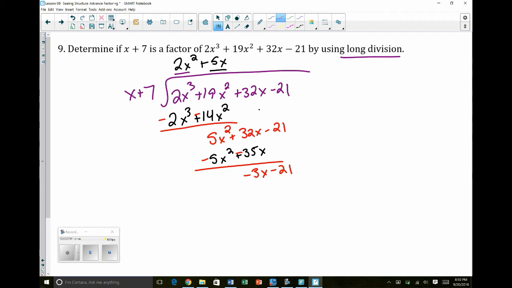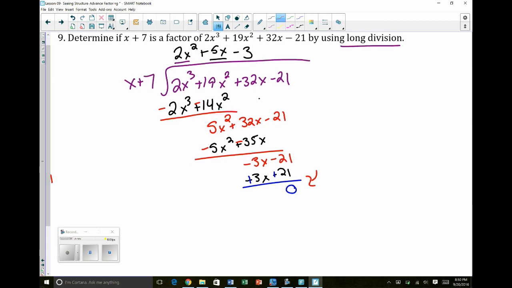Restart the process. What times x gives me negative 3? Well, negative 3. Negative 3 times x is negative 3x. Negative 3 times 7 is negative 21. And this looks promising because when I change the signs, I get a remainder of 0. Something is a factor if and only if you get a remainder of 0.